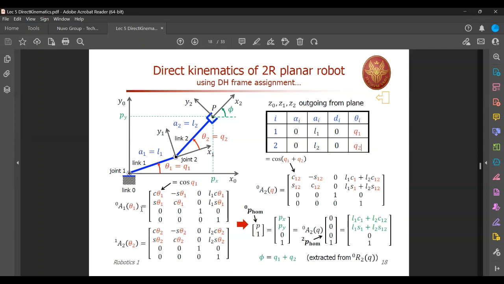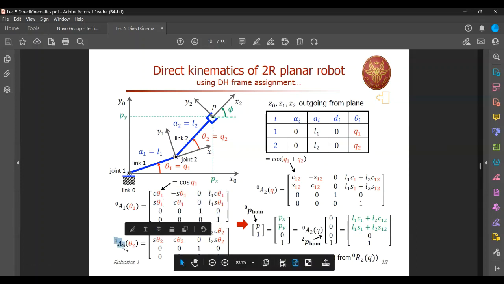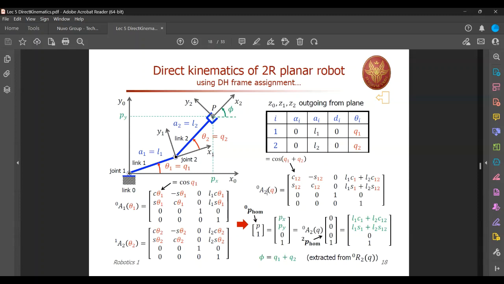Once you have the table, you can write down the coordinate transformation 1 to 0, right? 0 is the frame here, 1 is the frame here. This one we have already derived. And then 1 to 2, any two adjacent frames you can write down, 0 to 1, 1 to 2, and then you multiply together, you get 0 to 2, right? With respect to this point, what is the position and orientation of this coordinate frame? Like that, to get the answer.